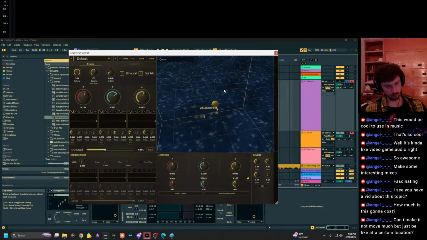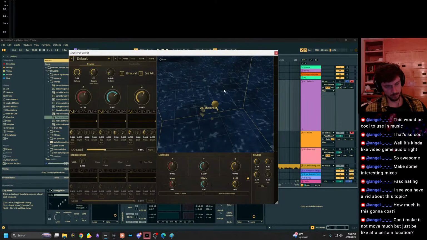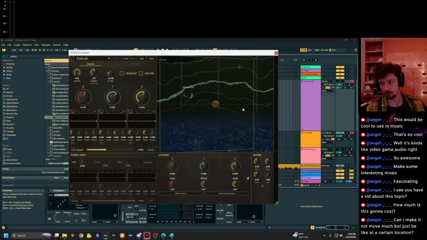No, that wouldn't be a memory leak. I don't know what's going on there. I'll figure it out.